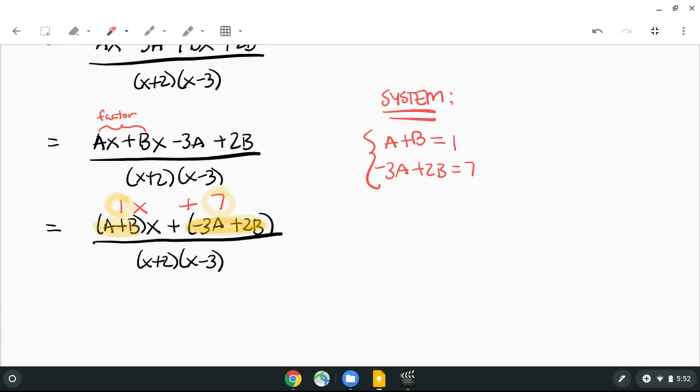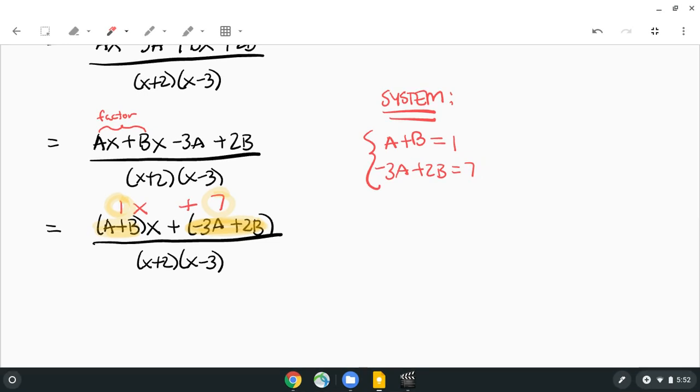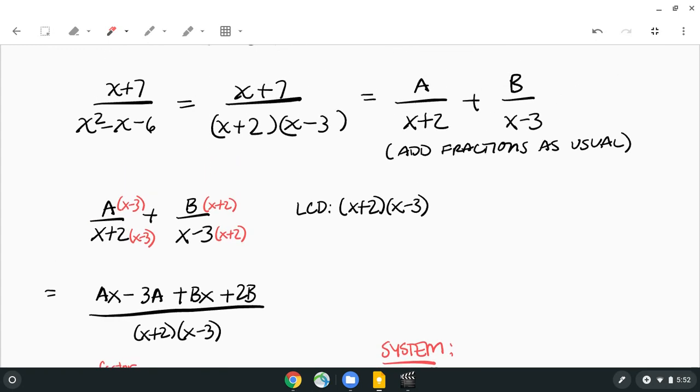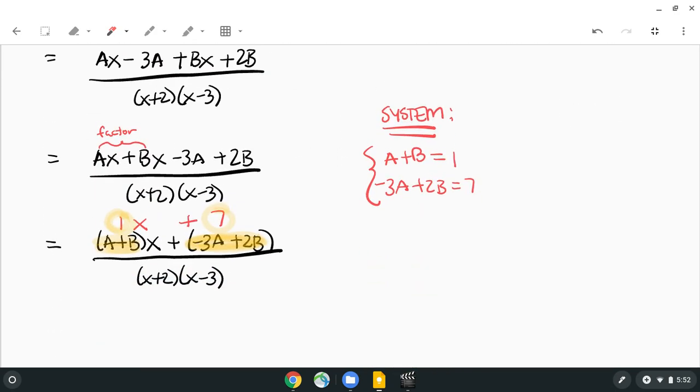Because remember, this long fraction that I got at the end is equivalent to that, which was equivalent to that, which was equivalent to the problem that we started with. So if they're equivalent, then the coefficient for x, a plus b, should be equivalent to the coefficient of x in the original problem, 1. And the constant, the non-x part, negative 3a plus 2b, should be equivalent to the non-x part in the original problem, which is 7. All right, so let's go ahead and solve this system.